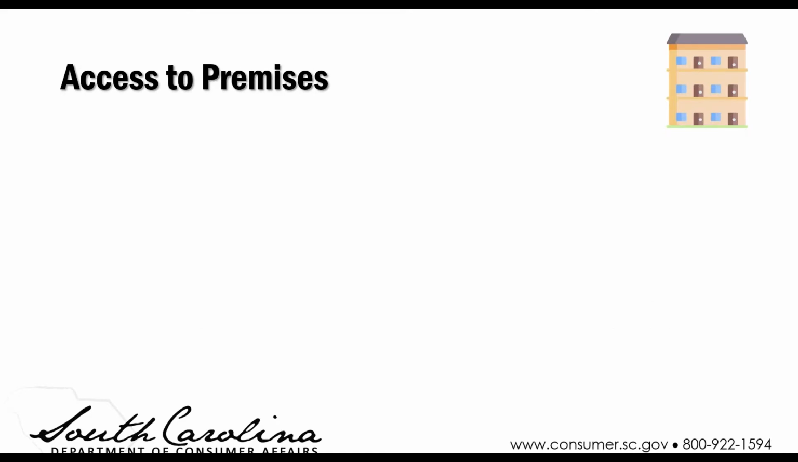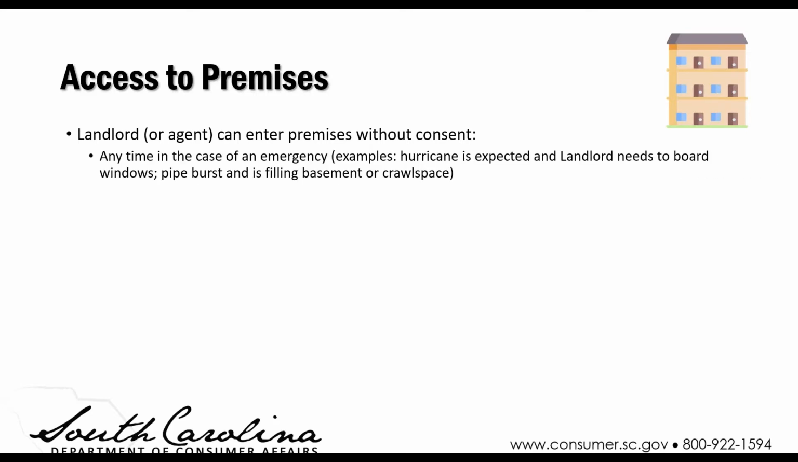Access to premises. The landlord's agent can enter into the premises without consent under certain circumstances. Anytime in the case of an emergency. Examples are a hurricane is expected and the landlord needs to board windows, or a pipe has burst and is filling the basement or crawl space with water.